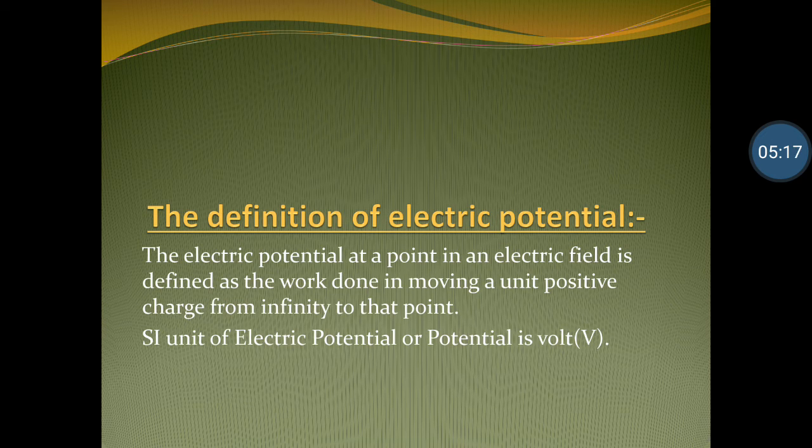The definition of electric potential. The electric potential at a point in an electric field is defined as the amount of work done in moving a unit positive charge from infinity to that point. The SI unit of electric potential, or simply potential, is volt.